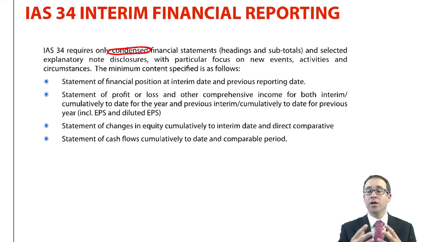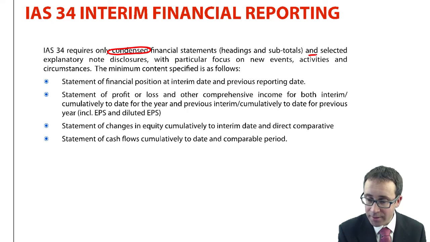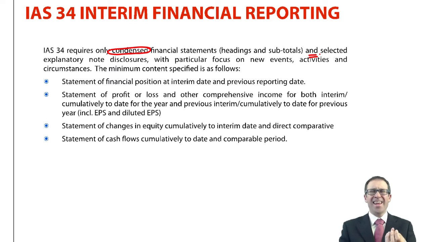So we don't need as much information. It mentions there that essentially we just need the headings, we just need the subtotals, and what we need there is essentially any helpful information. So has there been anything significant that's happened between the year end and the interim reporting date? And if that's the case, then we need some explanatory disclosure notes to support what has happened.